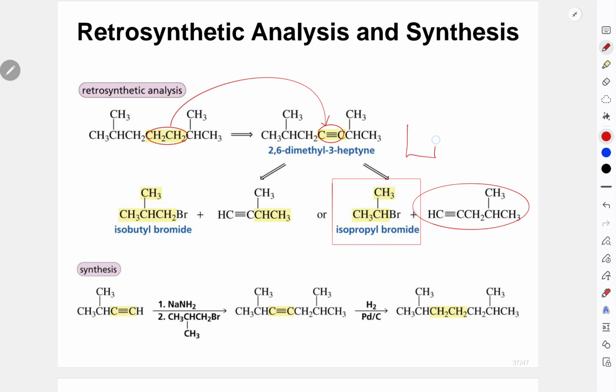So starting from this alkyne, deprotonation, alkylation, this is still the primary halide, which is good for the alkylation reaction, SN2 type reaction. And after forming the bond between this carbon and this carbon from this first step, followed by the catalytic hydrogenation, full reduction of the triple bond will give you the target product that you want. Okay.